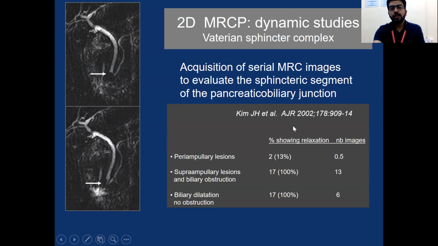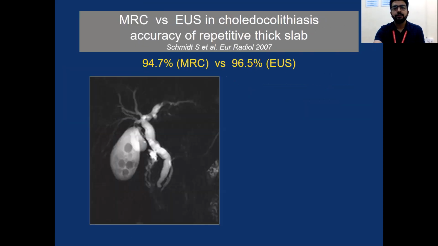There was a study by Kim J.H. et al. 2002, wherein he showed the percentage showing relaxation in NB images in periampullary lesions. Two lesions were seen, and 13% showing relaxation. Supraampullary lesions and biliary obstruction, 17% and 100% of them showing relaxation. In biliary dilatation, there is no obstruction, 17% and 100% showing relaxation, 17 cases.